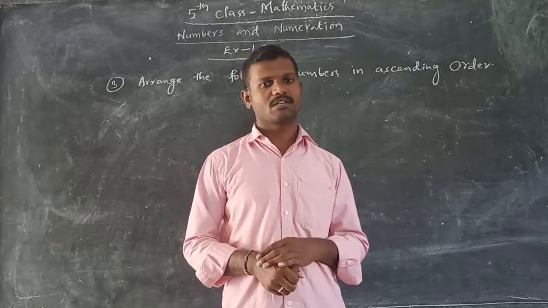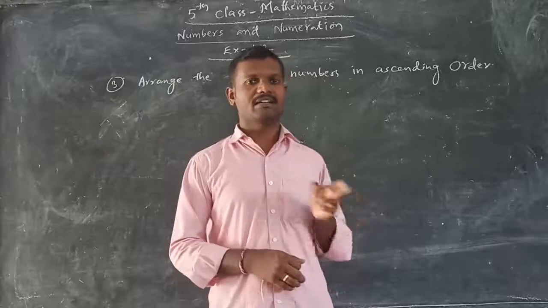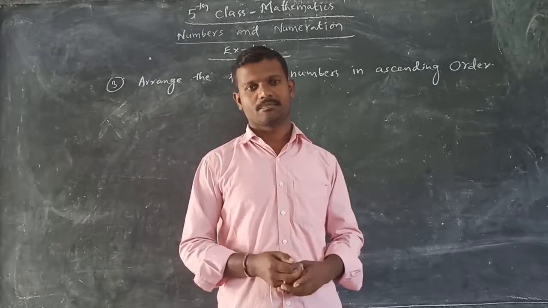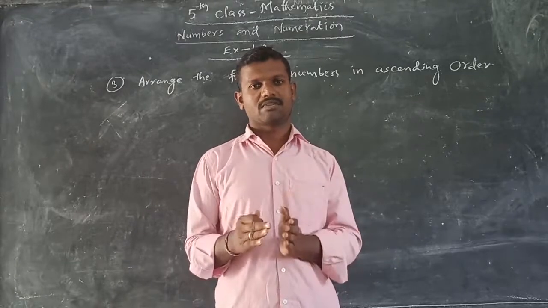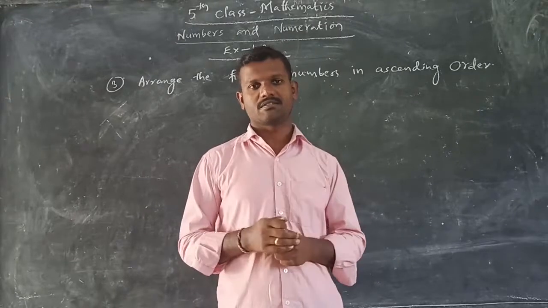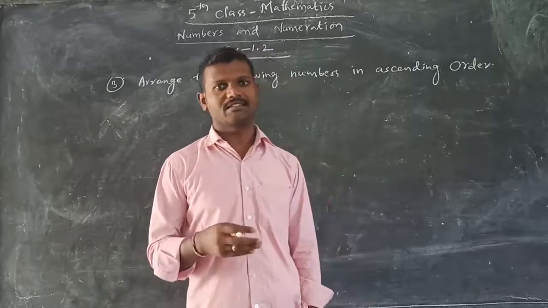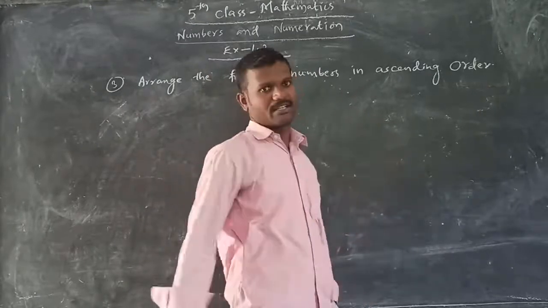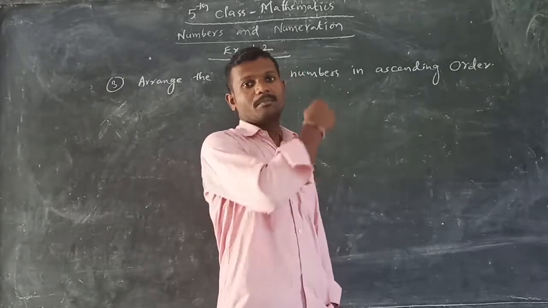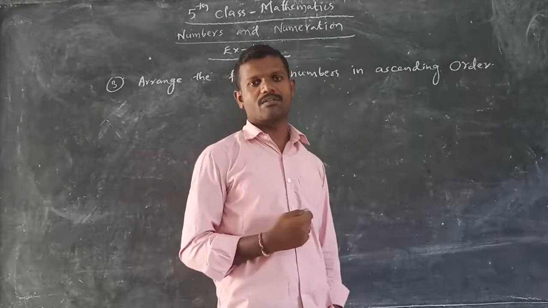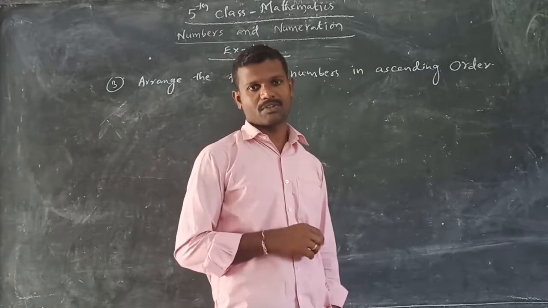Ascending order means what? From smaller number to bigger number. In the increasing order, you have to write. First you have to write the smaller number, then next bigger, next bigger, like this. In the increasing order of numbers, you have to write. That increasing order is called ascending order. Descending order means what? From bigger number to smaller number, you have to write. So decreasing order, it is descending order.